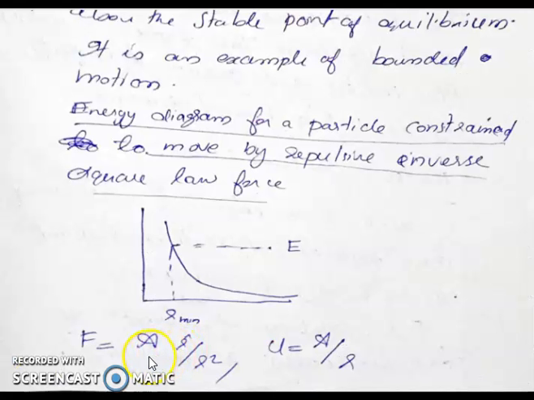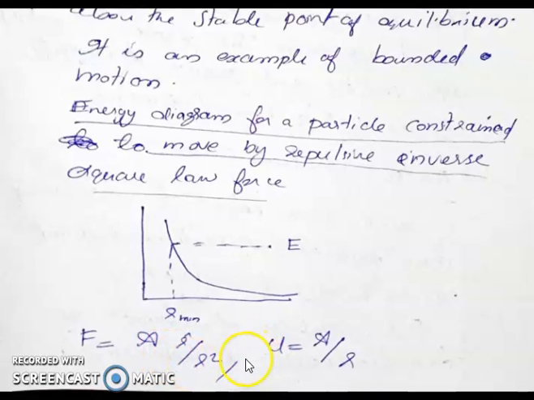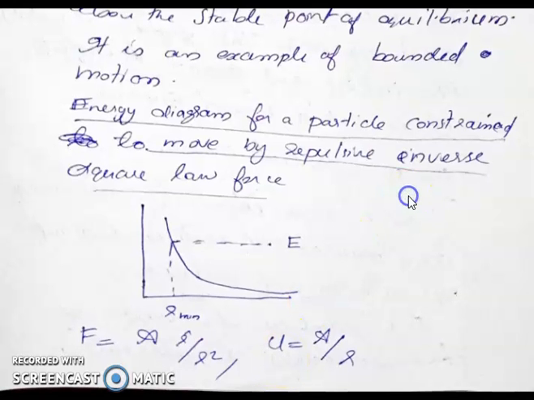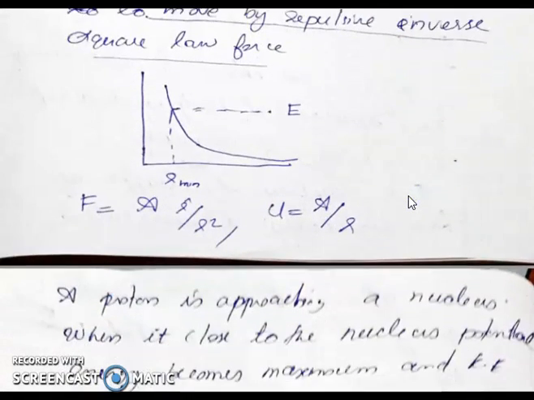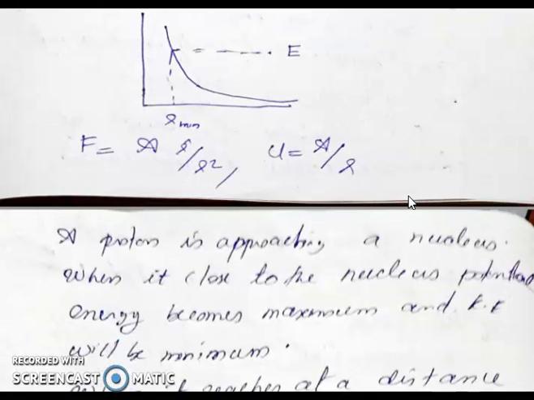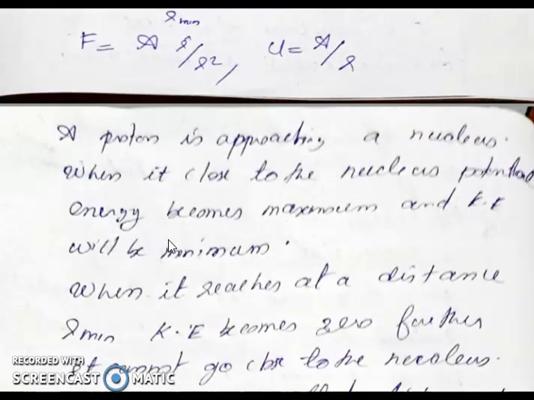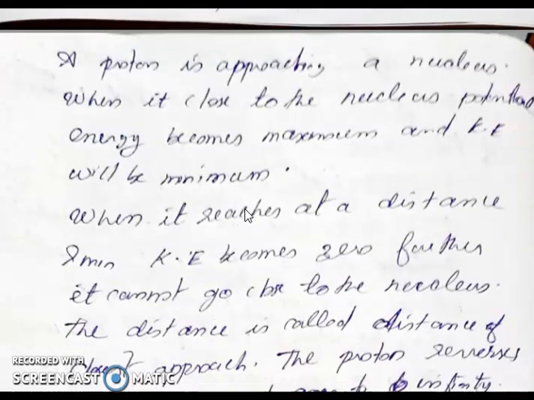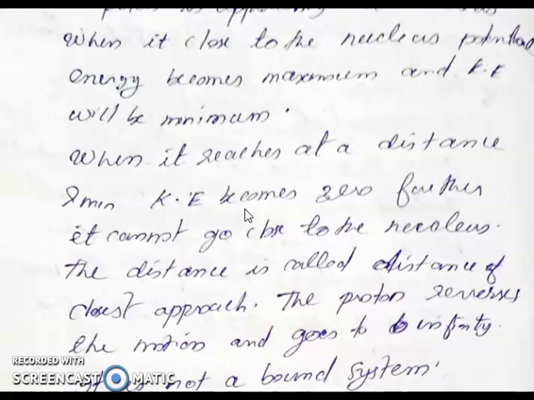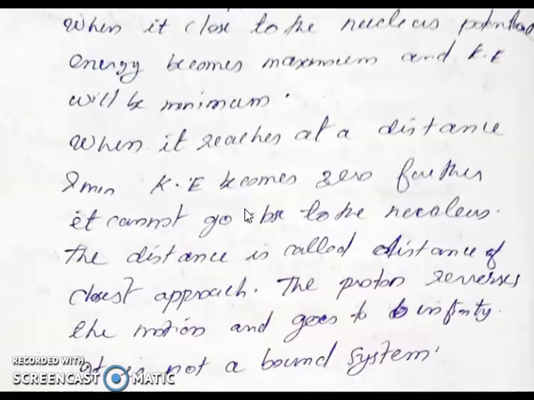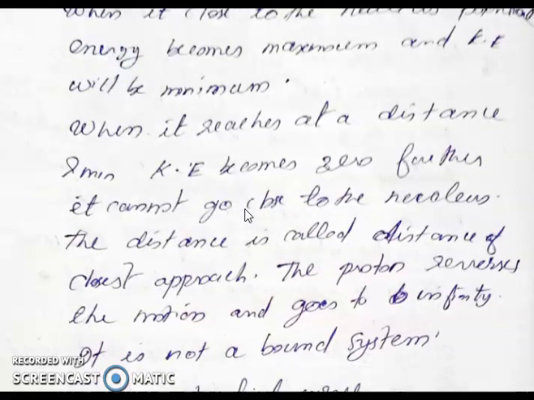So that is what is explained, and we can go through it. The force is an inverse reciprocal force, which is written here, and by integrating the force we get the potential energy, which is also written here. Then the proton is approaching towards the nucleus, that is the situation. When it reaches a minimum distance, the kinetic energy becomes 0. Further, it cannot go close to the nucleus.